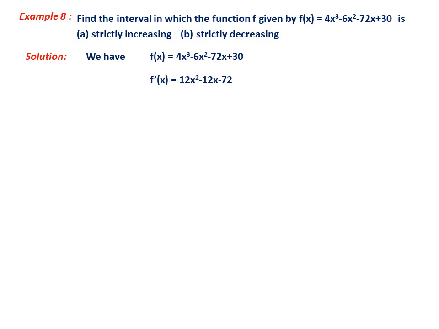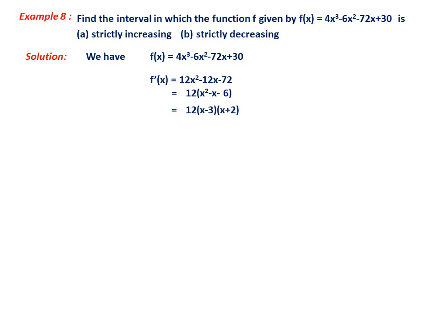So, what you have to do? First find f dash x. So, f dash x will be 12x square, that is differentiation of 4x cube is 12x square, differentiation of 6x square is 12x, differentiation of 72x is 72, differentiation of 30 is 0. So, you get 12x square minus 12x minus 72, but this we can write, 12 can be taken out, x square minus x minus 6. This can be further factorized into x minus 3 into x plus 2.